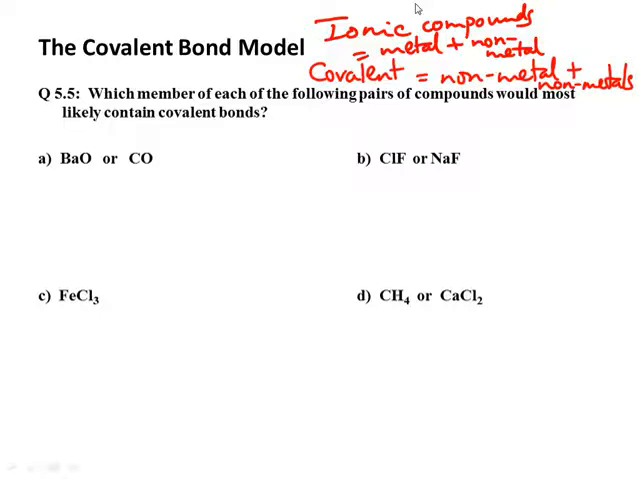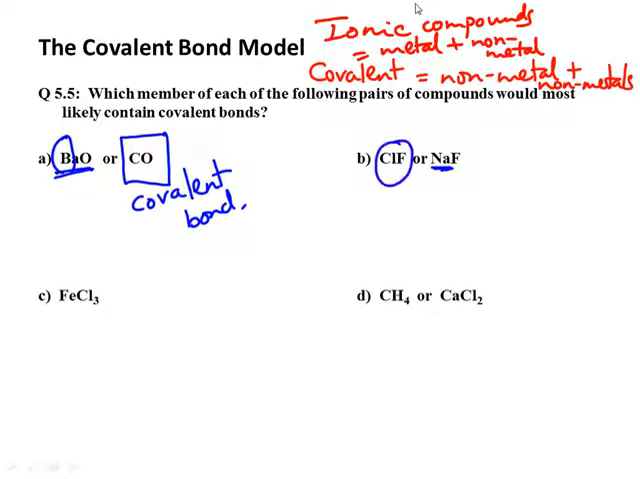Okay, so first is barium oxide or carbon monoxide, CO. Now barium is a metal in group 2A, an alkaline earth metal. So this compound has to have an ionic bond, which leaves us with this compound CO with a covalent bond, because carbon is a non-metal, as is oxygen. Using the same logic, ClF or NaF, Na is a metal, but Cl and F in this compound are both non-metals, so this is the one.